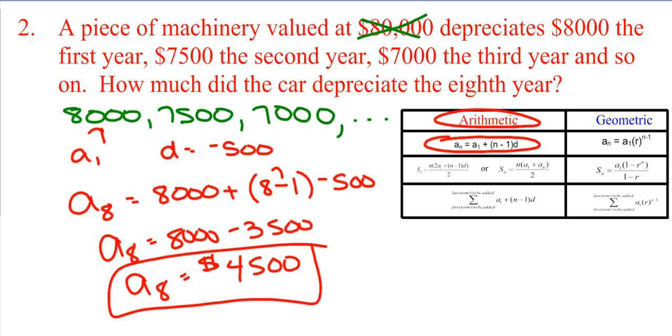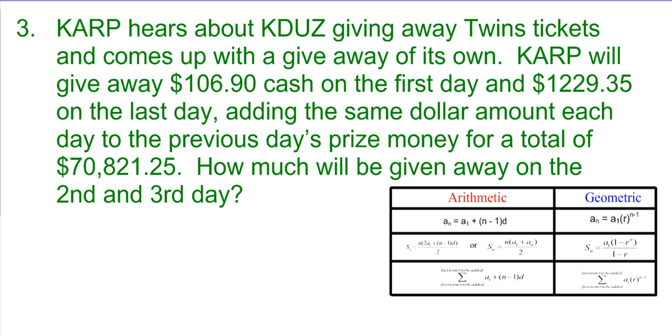Okay, those are kind of simpler word problems, those first two. Now in number 3, we have more words, and we're going to look for what to do here. It says KARP hears about KDUZ giving away Twins tickets and comes up with a giveaway of its own. KARP will give away $106.90. Remember, on the dial, it's 106.9. That's creative, huh? That much cash on the first day.